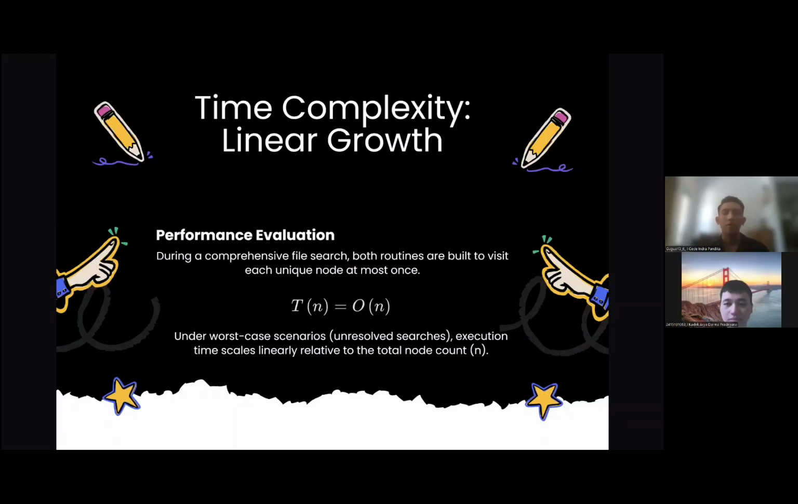So if a system directory has a total of 1000 files and folders, the execution time curve for both algorithms will grow proportionally to the number of elements, without any redundant computation.